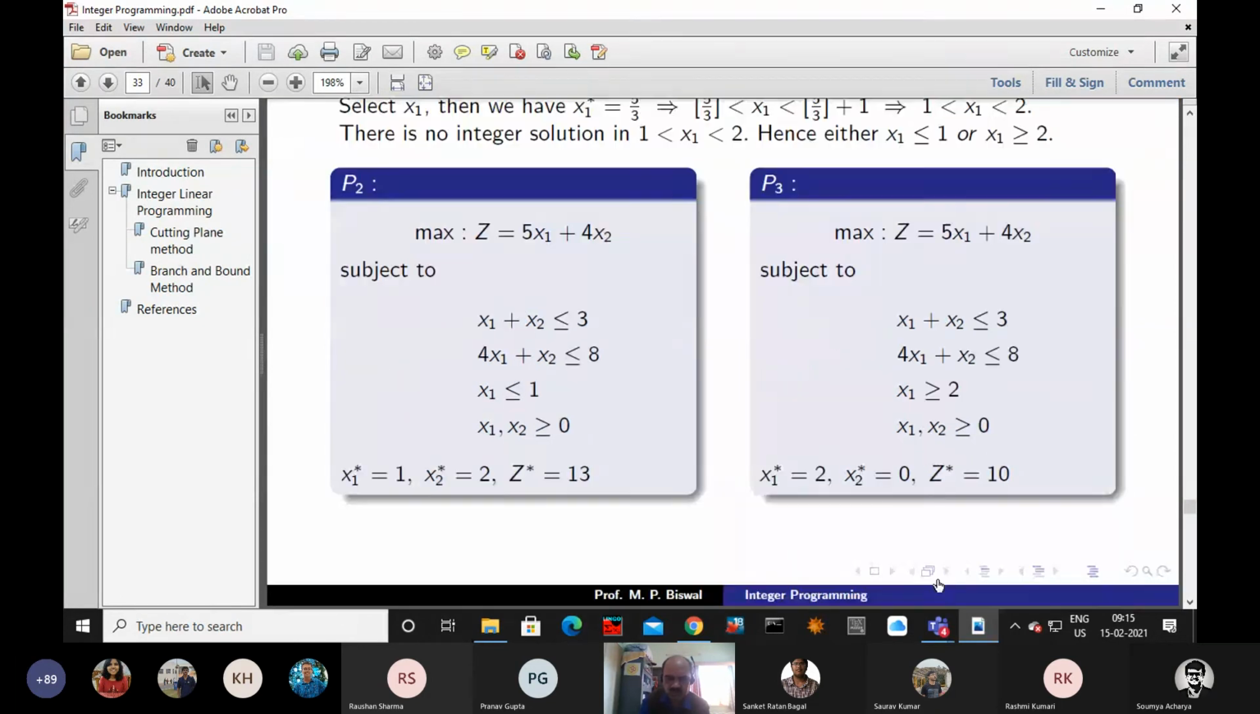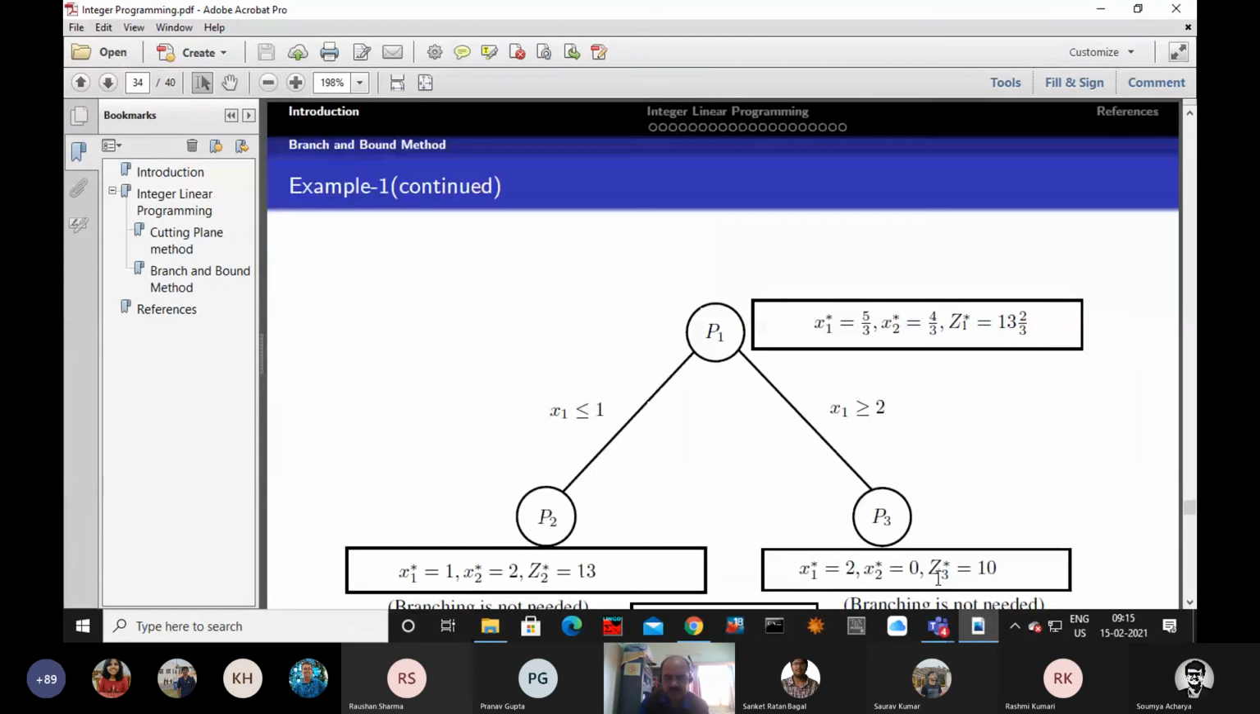x2 equal to 2. Sir, one question. Yes. So basically we are finding maxima here, right? Suppose wherever the z value is optimal maximum, there again we get a fractional part. So do we approach it in that direction or the other direction?